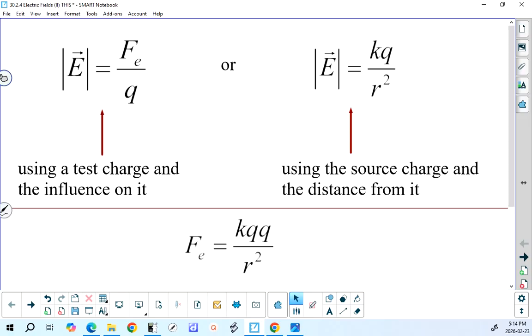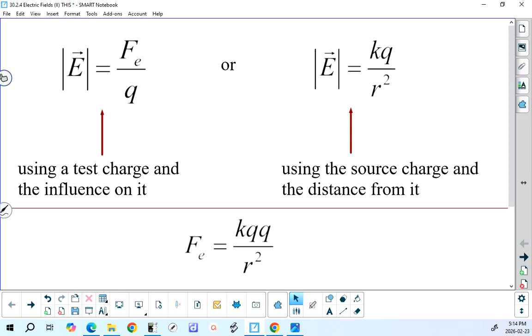We talked briefly about that in the previous lesson, but we're going to talk about it more extensively in this lesson. If you do happen to know the charge on the source of the field and how far away from that charge you are, then you're going to calculate electric field strength using the formula on the right. And we're going to be using that formula a lot today. If, however, you happen to just know the value of a test charge and the amount of electric force it experiences, then you use the formula on the left.